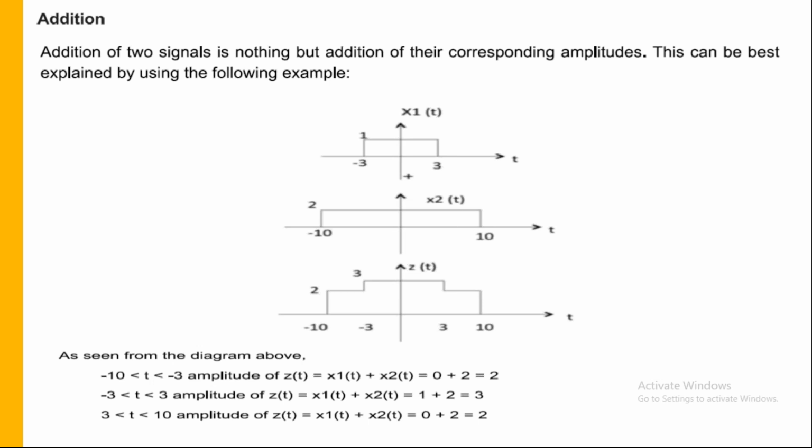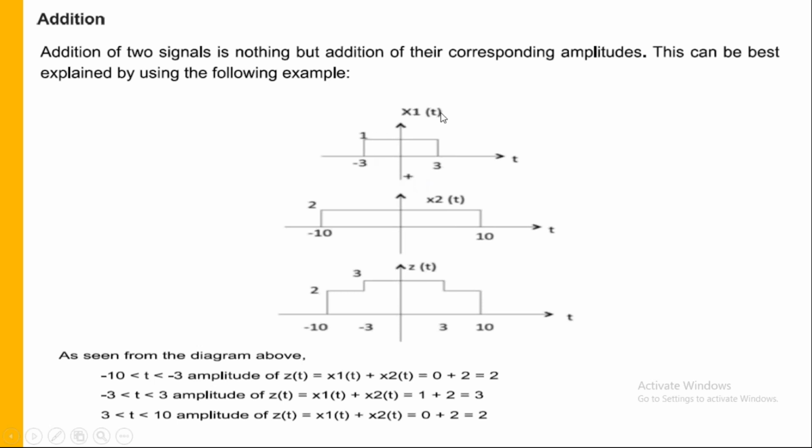Then the next operation on signals is addition. Now what will that do? When I say addition, I'm considering two signals, x1 of t and x2 of t. Try to understand, these concepts are very much required in our subject also. Now observe it. I'm considering two signals. How am I going to add these two signals?